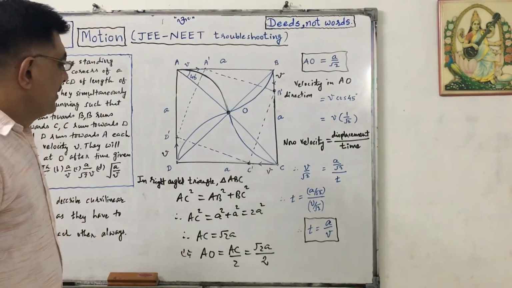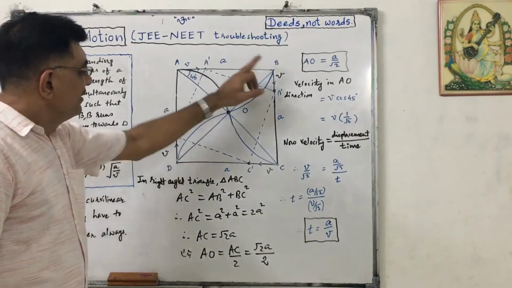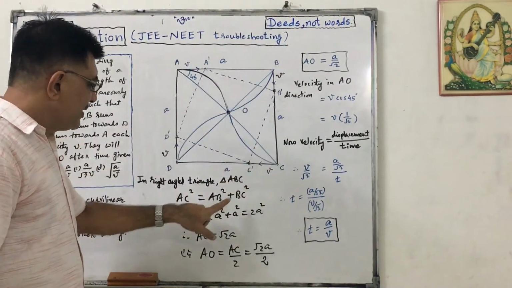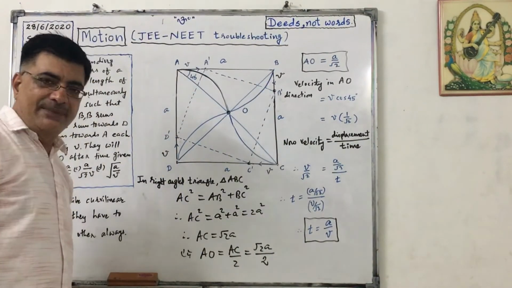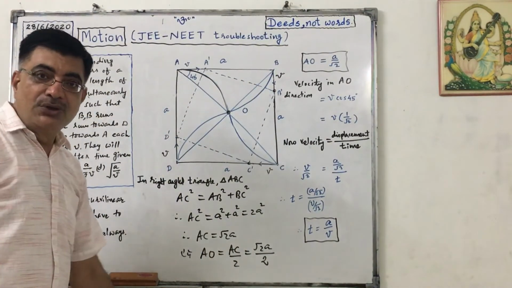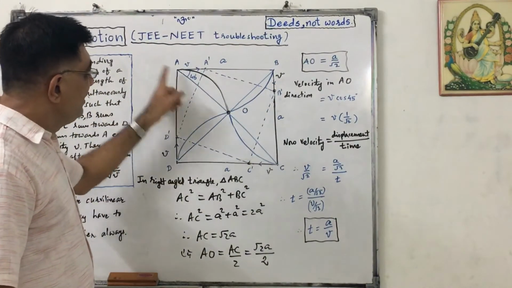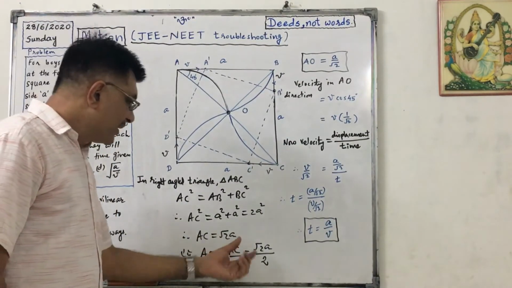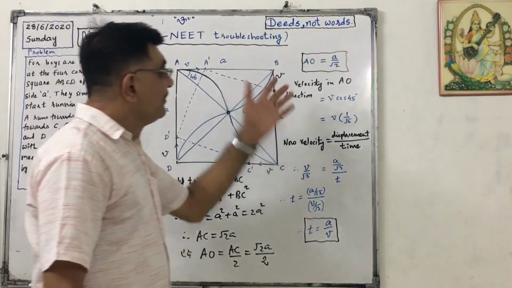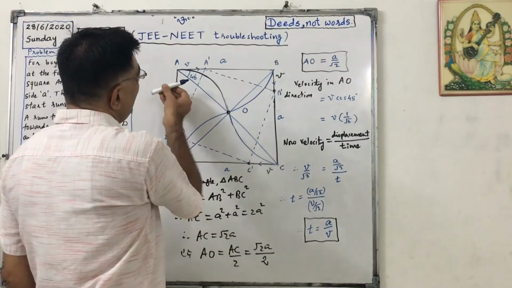So see, in right angle triangle ABC, AC square equals AB square plus BC square, that is small a square plus small a square, that is 2a square. So AC will be equal to root 2 a. Now I want to find AO. So AO will be equal to AC by 2, that is root 2 a by 2, and that is a by root 2. Now velocity in AO direction.